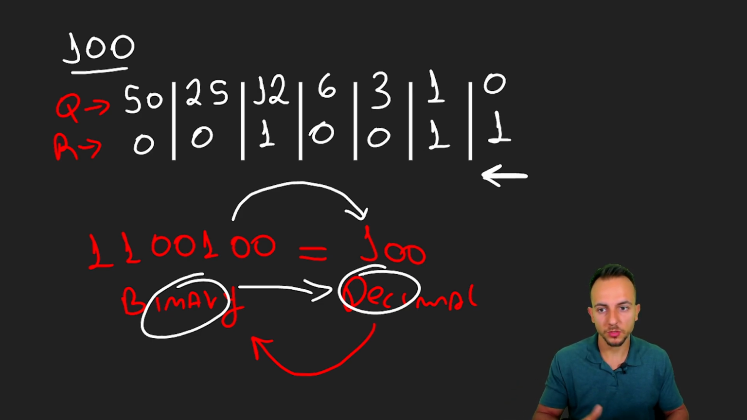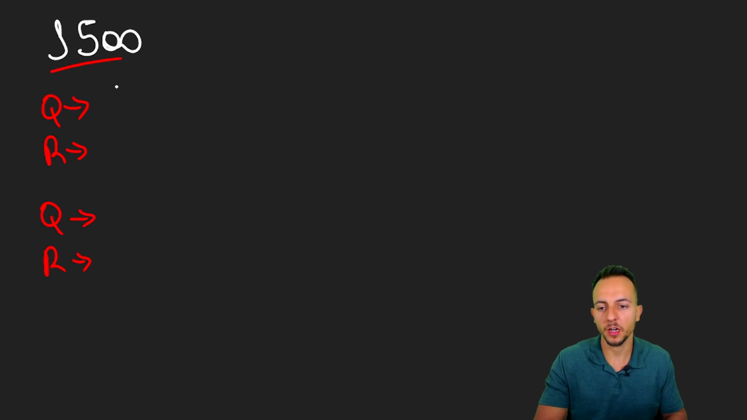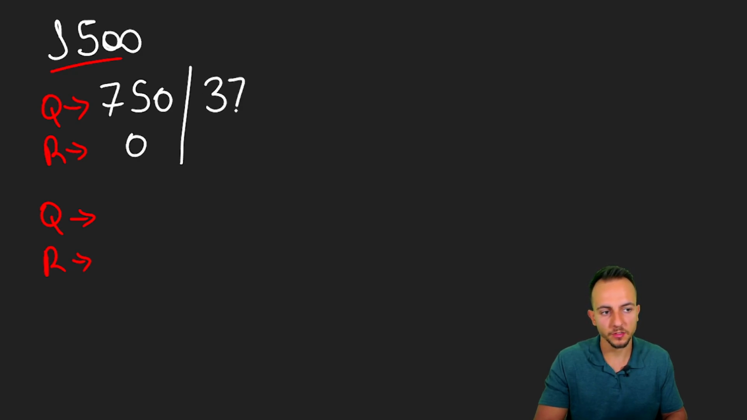But now let's move on to the third example. Now let's take a larger number, 1500. And of course, we're going to have the quotient and also the remainder. Maybe for this number, we're going to need to use 2 rows of divisions. So 1500 divided by 2 is going to be equal to 750, and the remainder is 0. 750 divided by 2 is equal to 375, and the remainder again is going to be 0. 375 divided by 2 is equal to 187 as the quotient, and the remainder is 1.